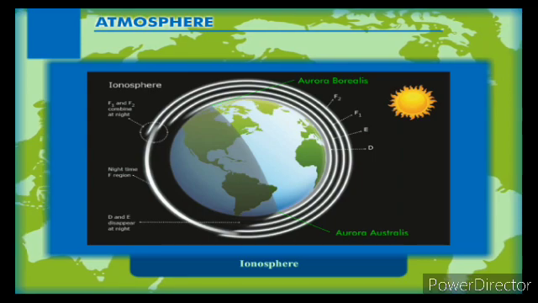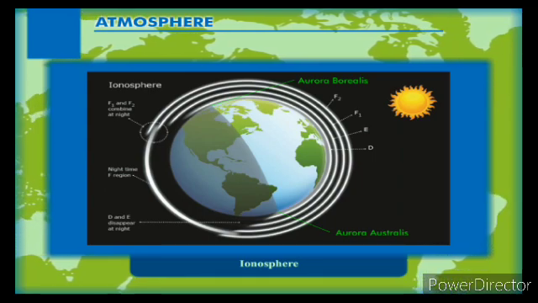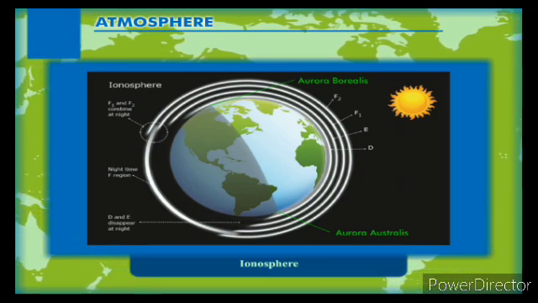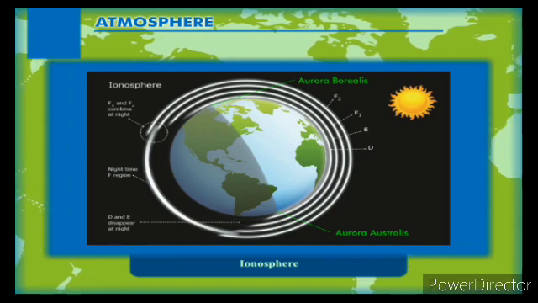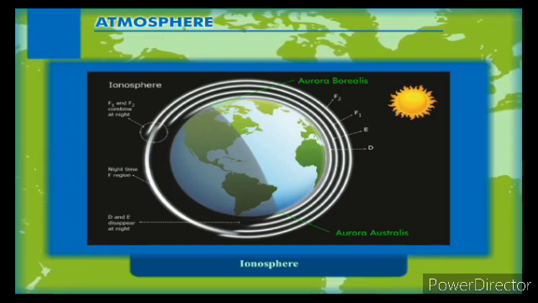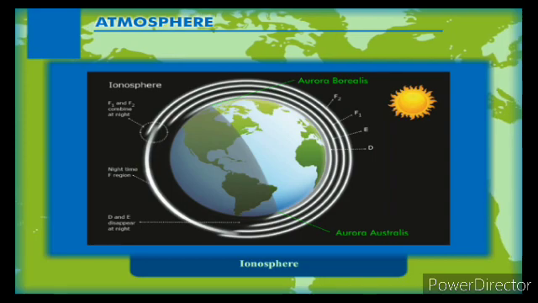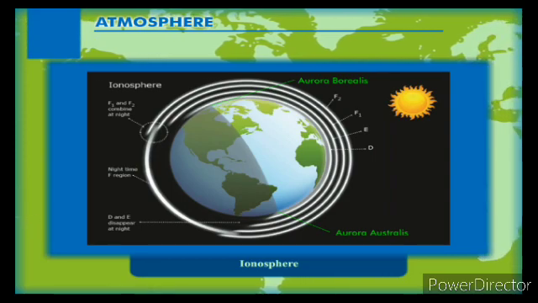Near the North Pole, this phenomenon is known as aurora borealis, or the northern lights, and near the South Pole, this phenomenon is called aurora australis or the southern lights.